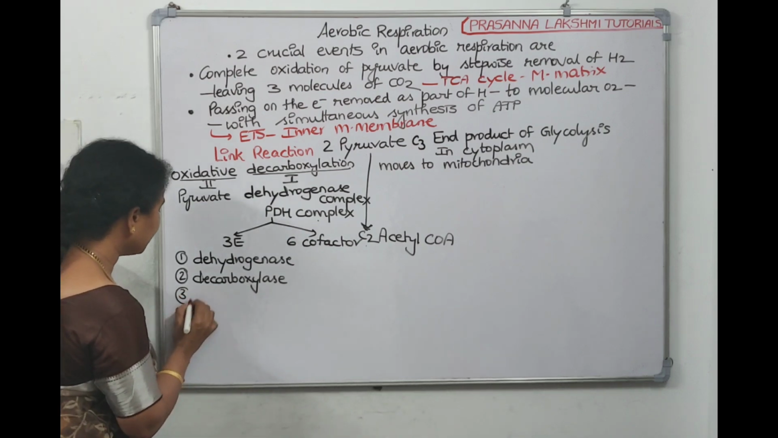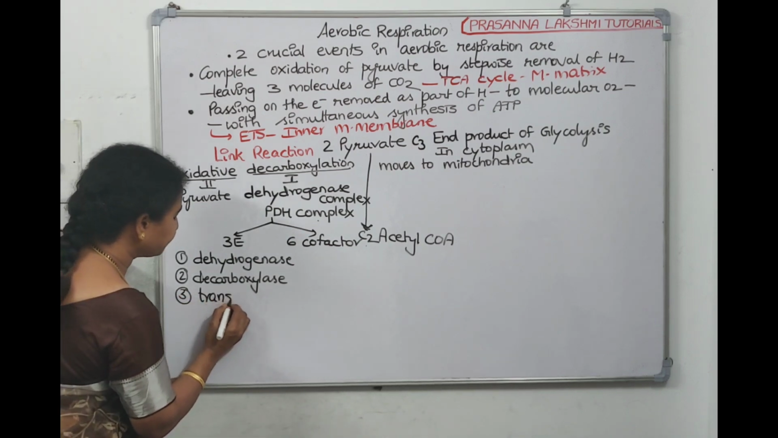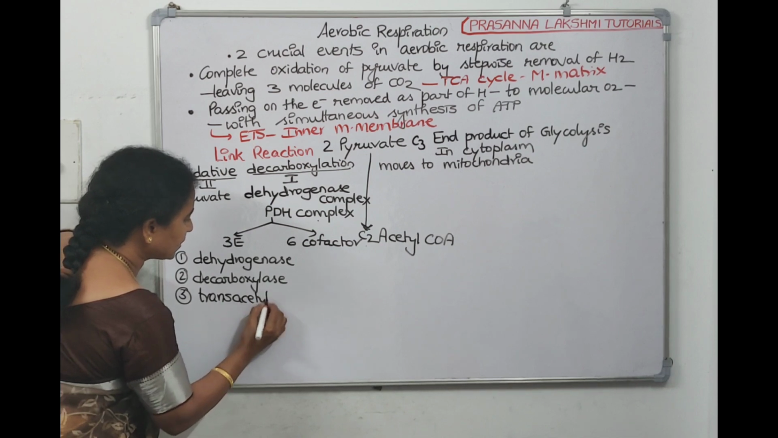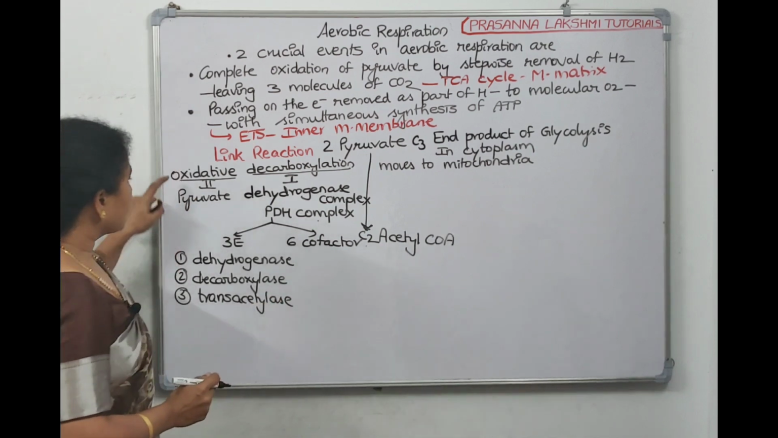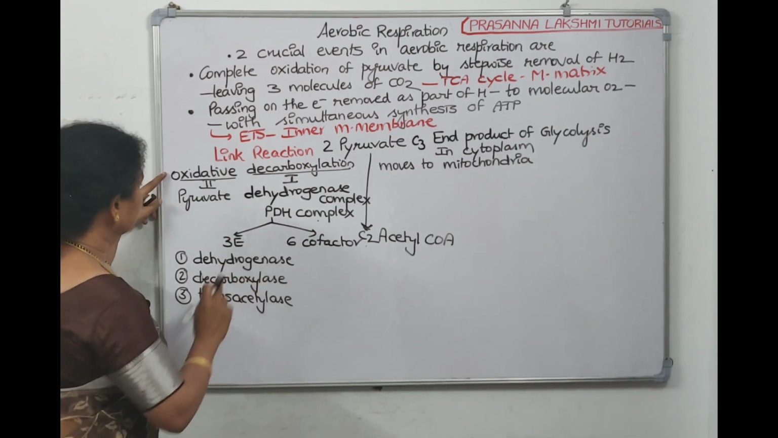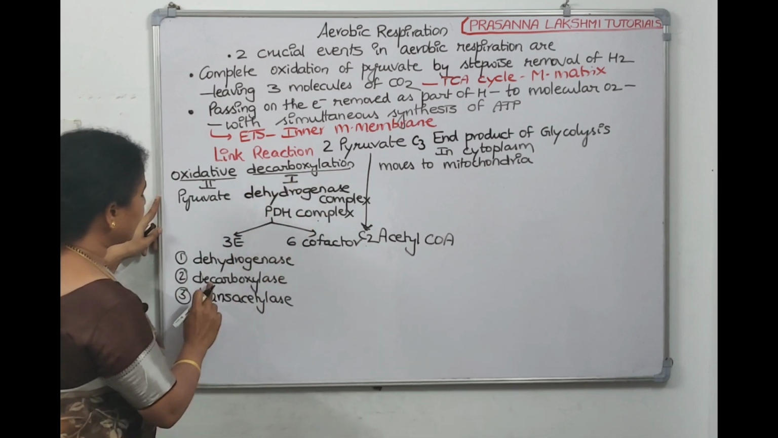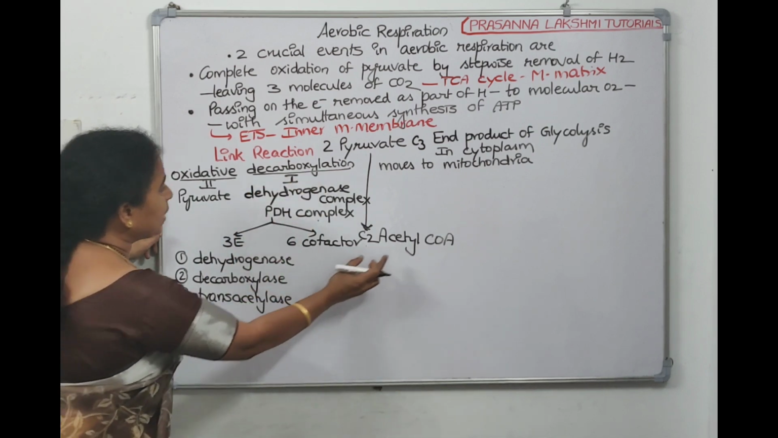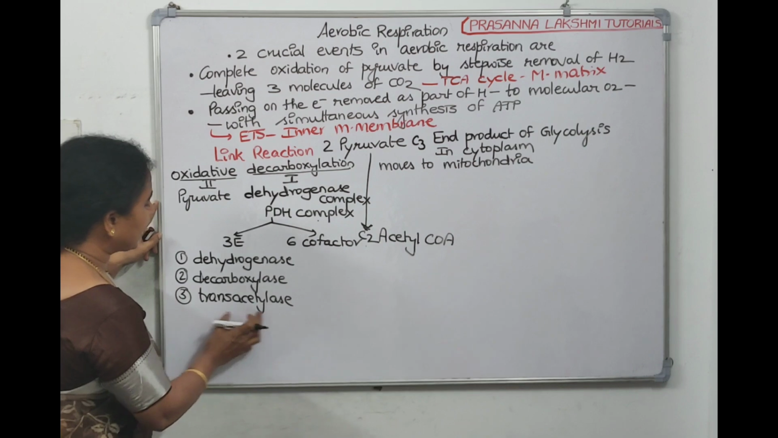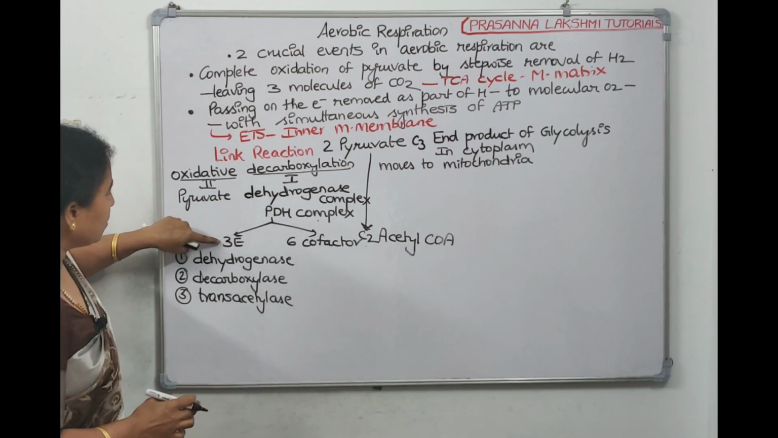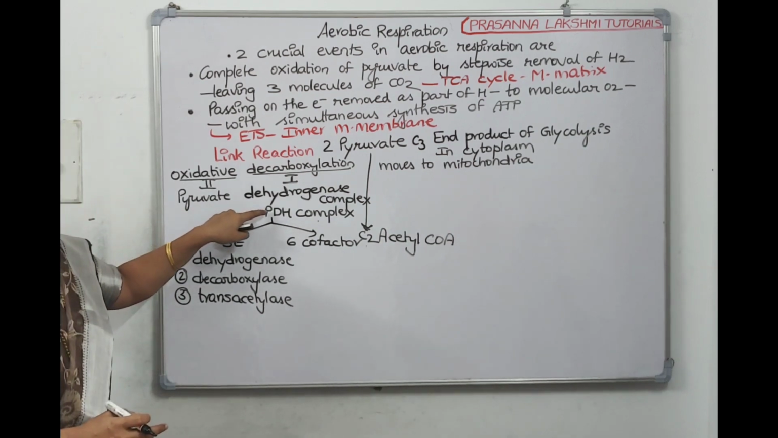What is the third enzyme? It is called trans-acetylase. Oxidative reaction, so dehydrogenase. Decarboxylation reaction, so decarboxylase. Acetyl group is transferred, so trans-acetylase. These are the three enzymes which are present in the PDH complex.